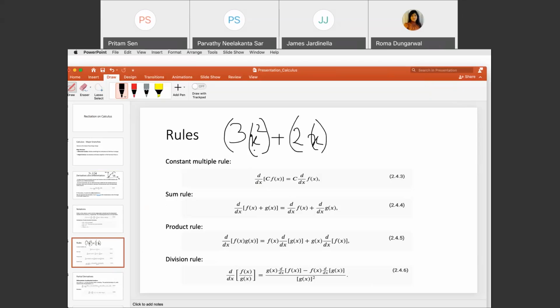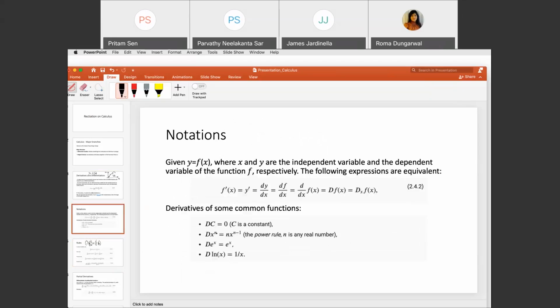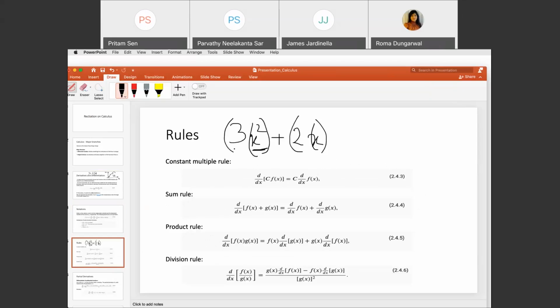If we calculate the differentiation of x squared, we can apply the rule here. So 2x to the power 2 minus 1, that means 2x. That means 3 times 2x here. And here x to the power 1 gives 1 times x to the power 1 minus 1, that means x to the power 0. So the result is 3 times 2x plus 2 times 1, so 6x plus 2. So similarly, we can apply the other rules.